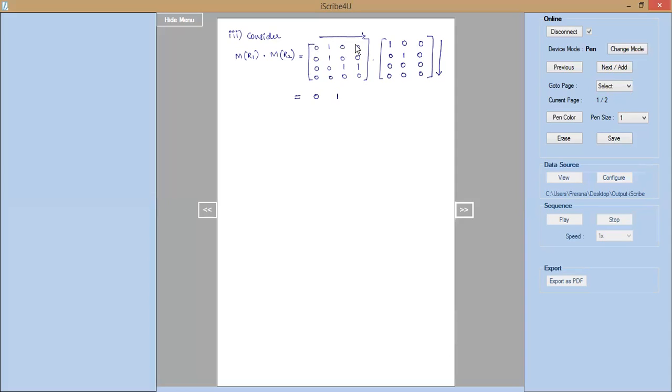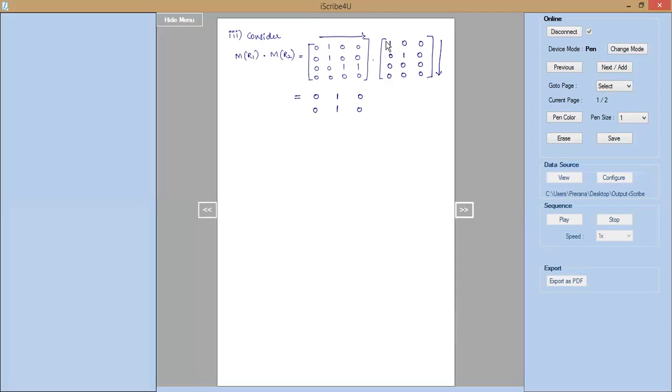Next, first row with the third column. Since all are zeros here, the product will be 0. Then again we have 0, 1, 0, 0 multiplied with the first column here. Second row with the first column, resultant is 0. Second row with the second column: 0 into 0 plus 1 into 1 and 0 into 0, 0 into 0. So 1 into 1 is multiplied, that's why 1 here. And the second row with the third column, all are zeros, so the resultant will be 0.